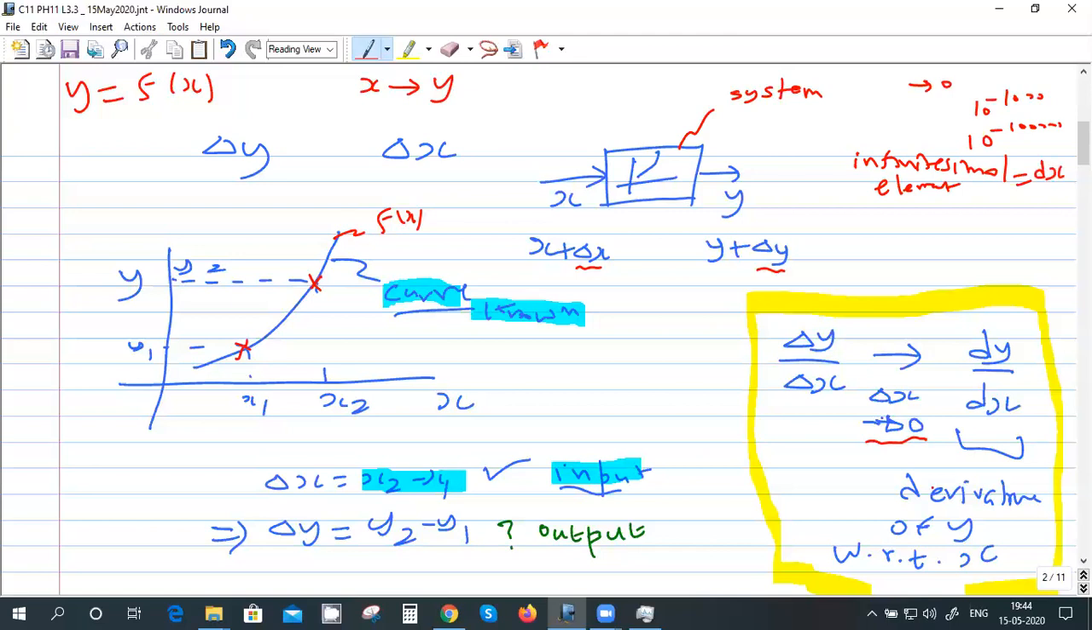So delta y by delta x, in the limit delta x tending to 0, will become dy by dx. And this is called the derivative of y with respect to x. It basically gives the idea of how y is changing when x is changing, right?